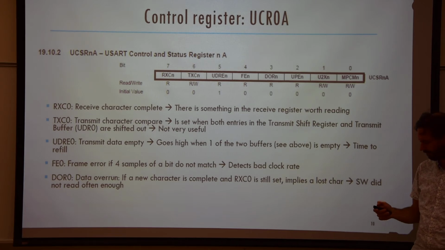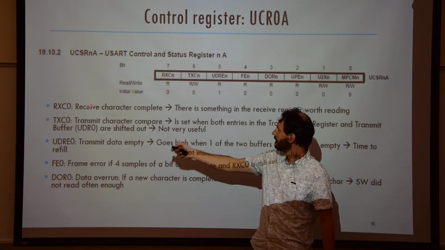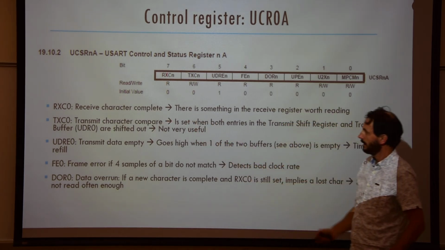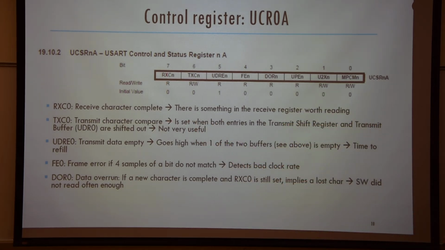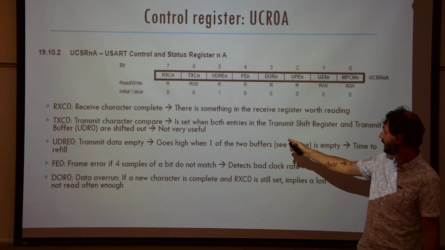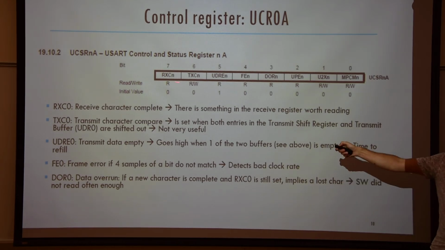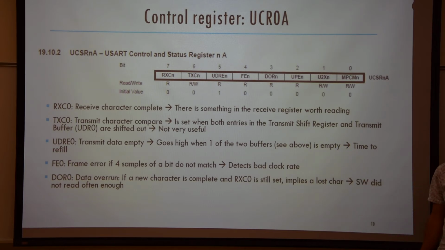Alright, let's have a look. RXC0, the 7th bit, is the receive character complete. What does it mean? It means that there is something in the receive register worth reading. So it's an important bit, right? If that flag is set, and I poll that, for example, then I know that something is there. So let's read it, so that the buffer is empty and something else can be read again and transmitted to the buffer, yeah?